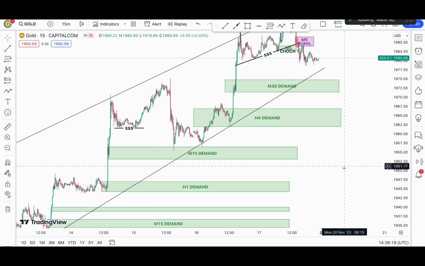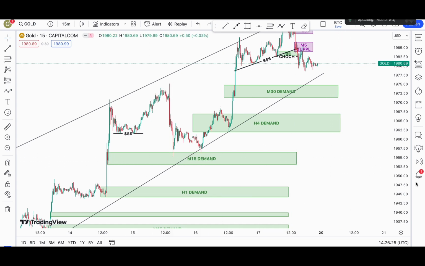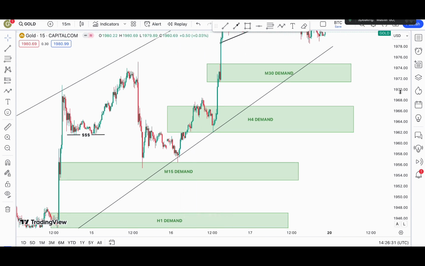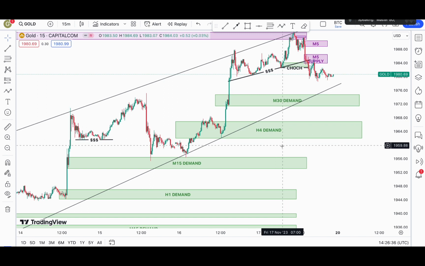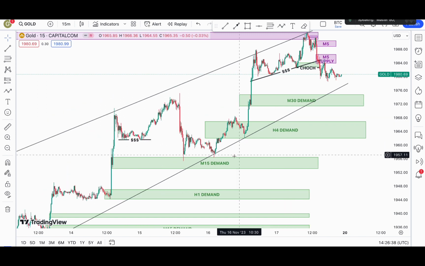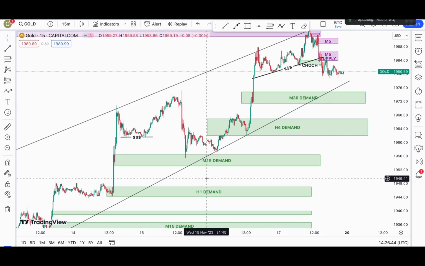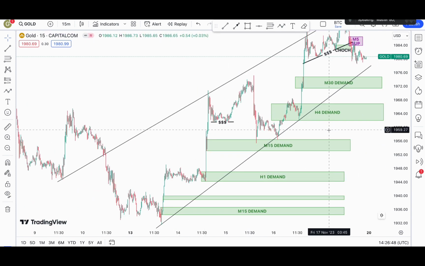If you use H4, H1, M30, M15, M5, M1, and all the time frames are telling you it is a buy signal, then there is no point going to sell against the market signal that is given to you. Correct or not? So we have to trade and follow the trend. That's the main point.